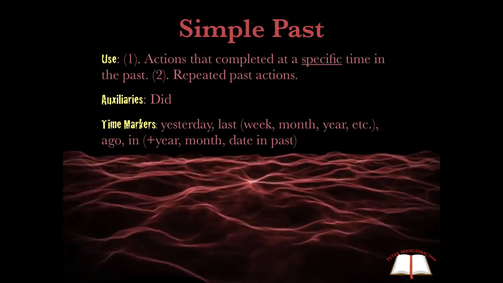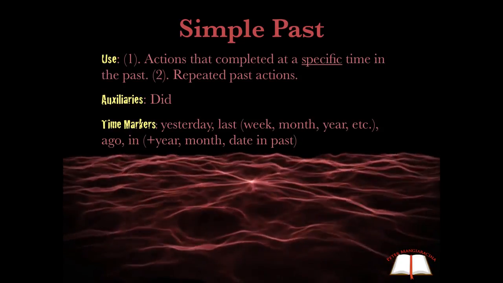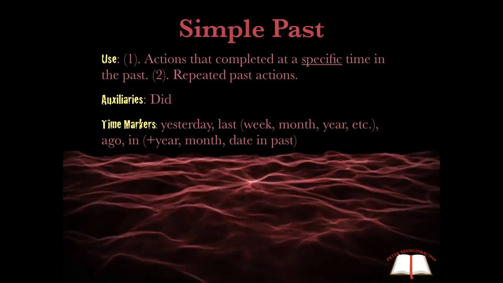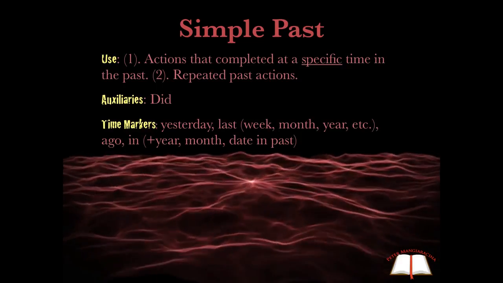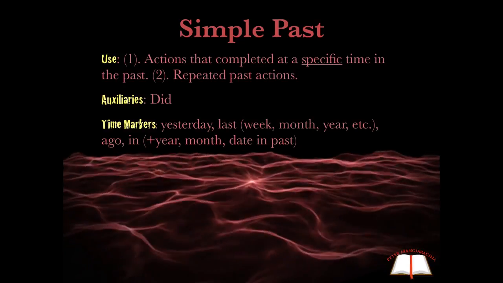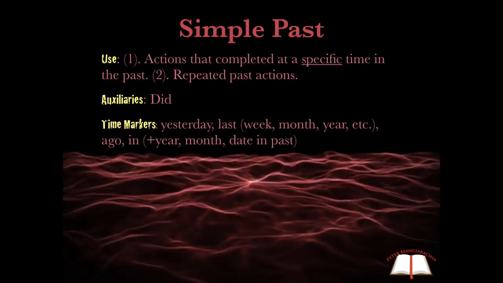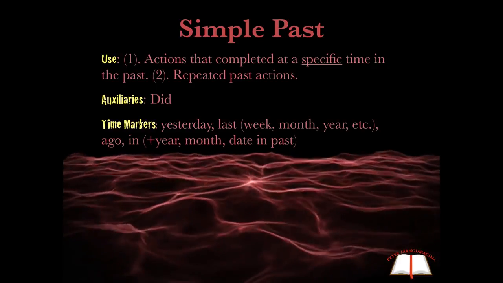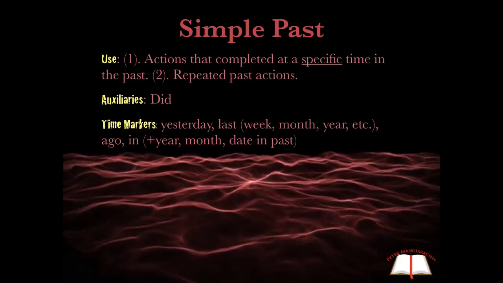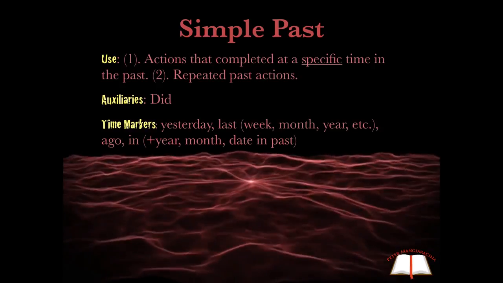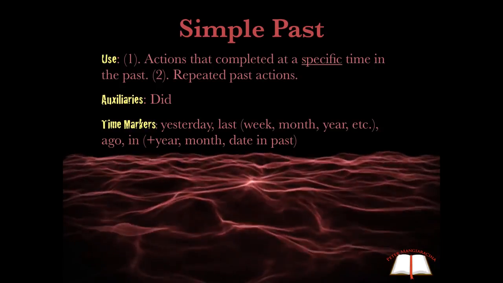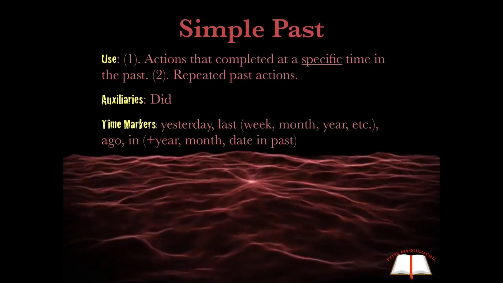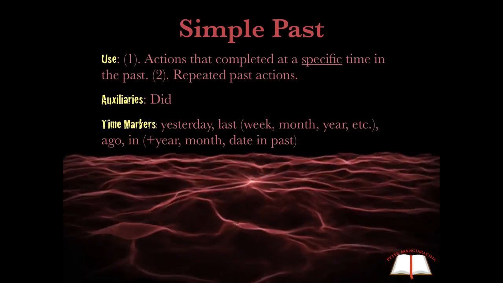And the time markers. Yesterday is a definite time marker for the past tense. Last week, last month, last year, pretty much definite time markers for the past tense. Ago, like 5 years ago, 10 weeks ago, 3 hours ago, this puts it in the past firmly. You can also use in plus year, in 1999, in plus a month, in September of last year, and any date in the past.